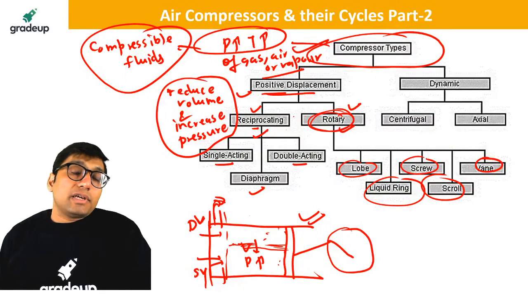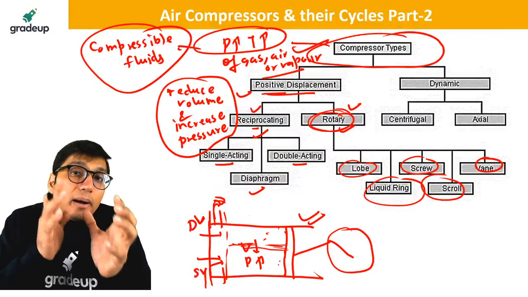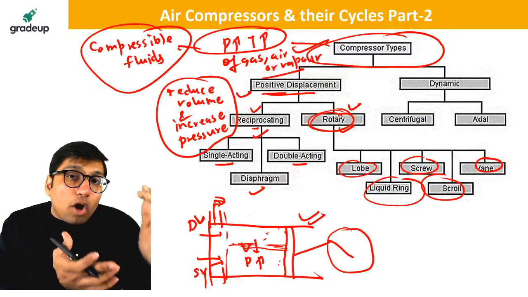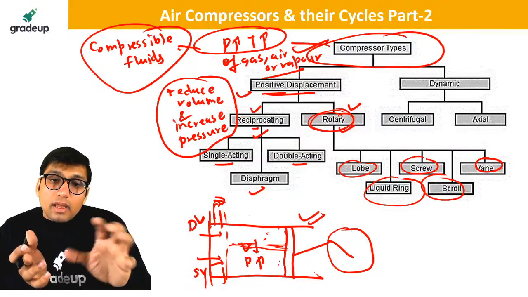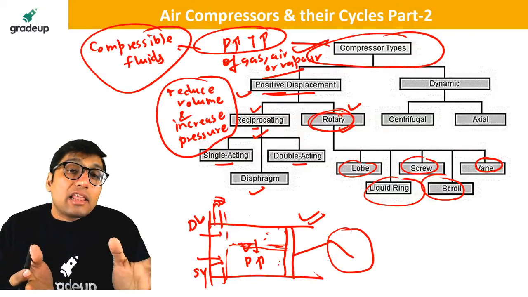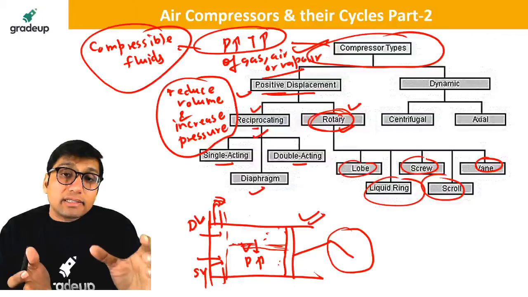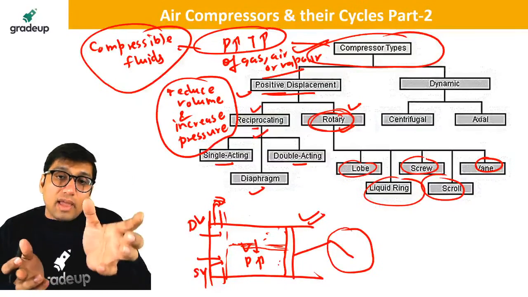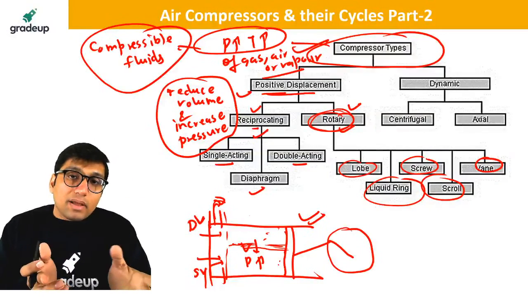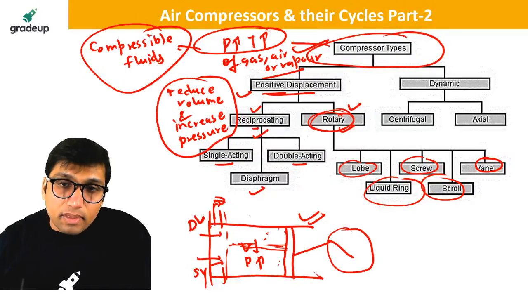In rotary compression, what happens? The gas will be compressed inside a small volume, but there will not be a reciprocating arrangement for that. There will be a rotary arrangement, with some rotating elements like gears, some scroll casing, and some vanes. They will be rotating, and because of their rotation, the air will get compressed, and due to that compression, the pressure will increase.